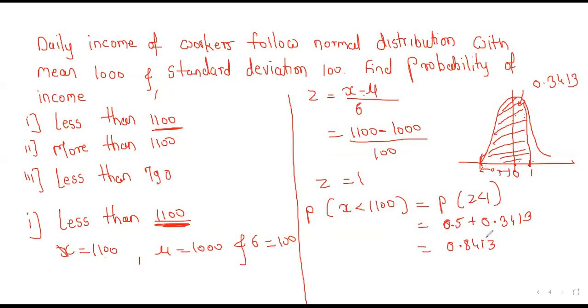Probability that z is less than 1. Now we have to calculate the second, more than 1100.